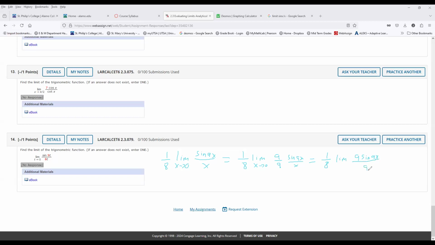9x. So now I have the rule because these pieces match as the limit goes to 0. So once you take the limit, that piece will become 1, so I'll end up with the 8th hanging out times the 9 times the 1. So the answer becomes 9 over 8.